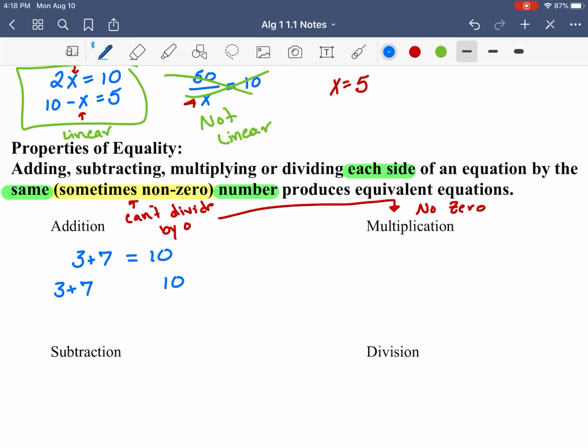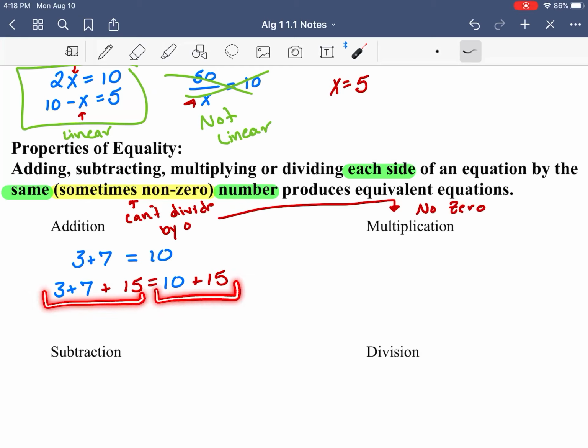Now, if I take each of those sides and add 15, can I still use an equal sign in between? Are these two sides still equal? Yes, they are. Because this side, instead of being 10 now, is 25, and this side, instead of being 10, is 25, so they're still equal. We really want to think of this as a balance, and the two sides have to always be balanced out. So if you're adding 15 to one side, you have to do it to the other.